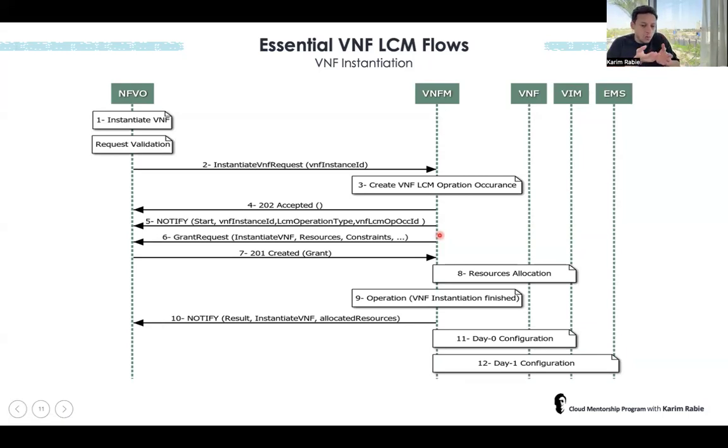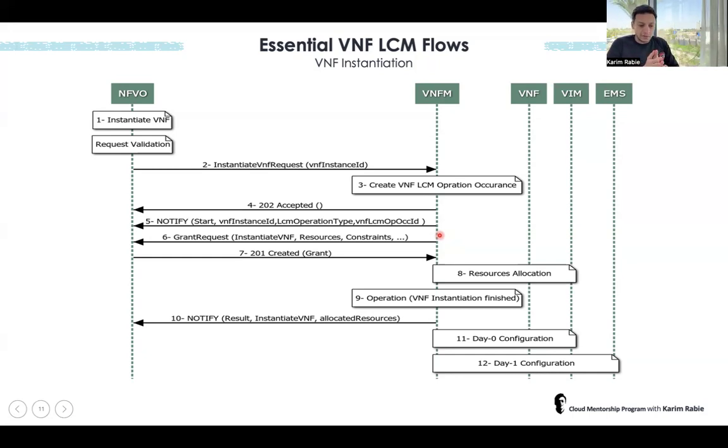So then who knows this information? It is the NFVO. That's why the VNFM asks NFVO to grant that request. Give me your blessing that I can do that. And you'll find that this will be a mandatory step at any lifecycle management procedure. VNFM doing his instantiation, doing his scaling, doing healing, he needs to consult the NFVO first, and that's the grant request in step 6.